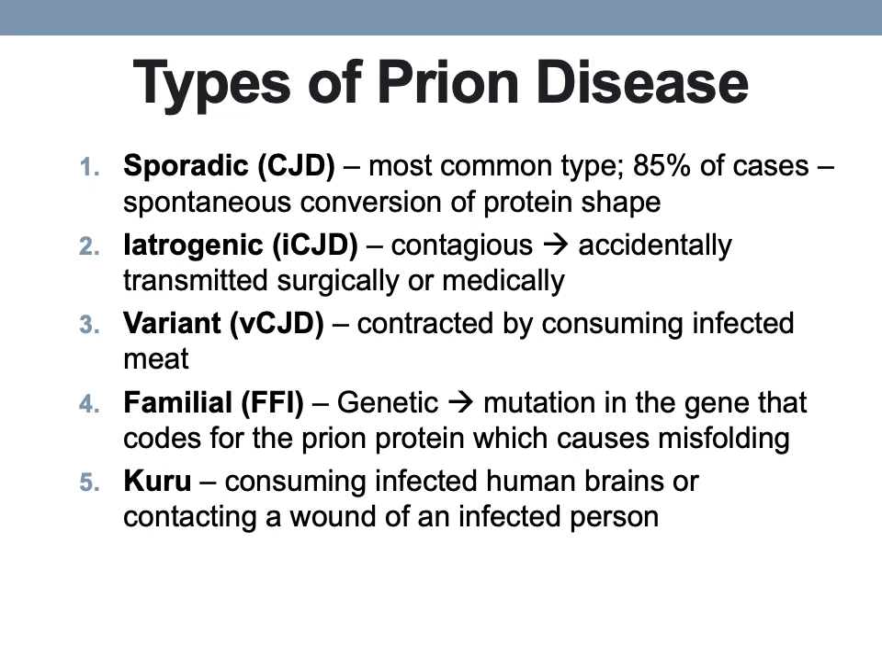Variant Creutzfeldt-Jakob disease is by contracting or consuming infected meat. Fatal familial insomnia is genetic, where there's a mutation in the gene that codes for the prion protein, which causes the misfolding. And Kuru is from consuming infected human brains or contacting a wound of an infected person.